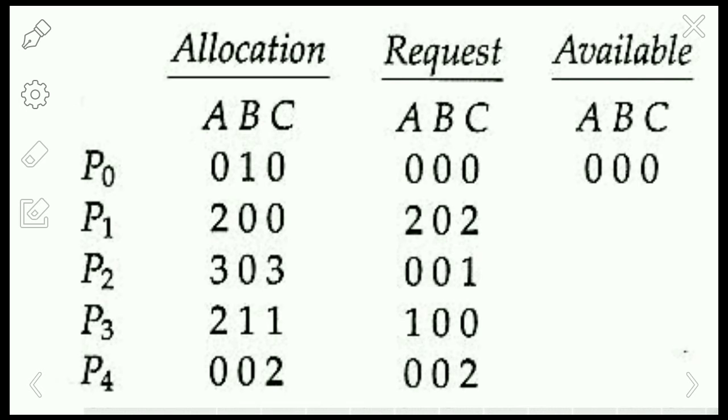This is the example we are taking. Here we have the allocated resources, requested resources, and available. Available is initially given as 0, 0, 0. We can consider resource A as CPU, resource B as a printer, and resource C as hard disk. Process P0 is requesting one instance of the printer. We are solving the deadlock detection algorithm for multiple instances.